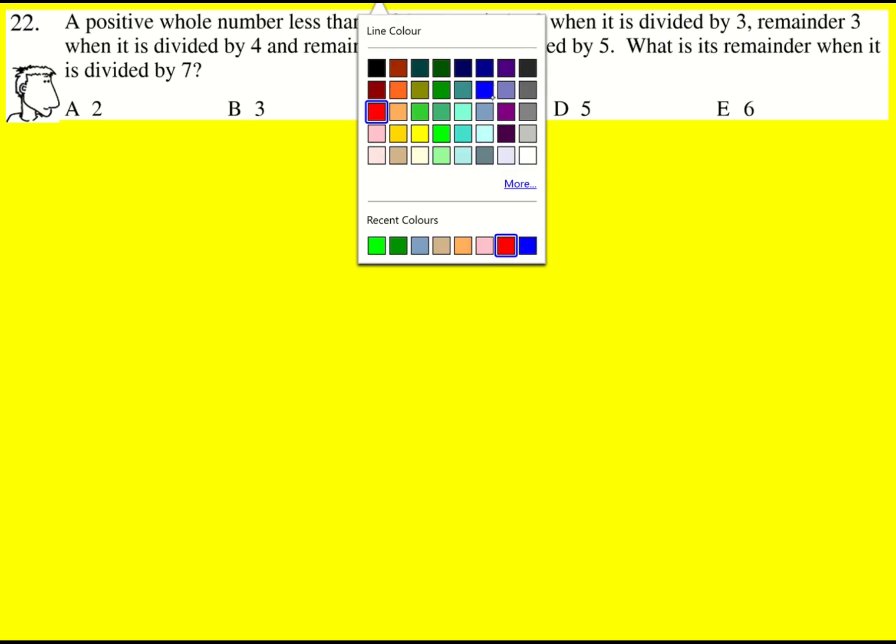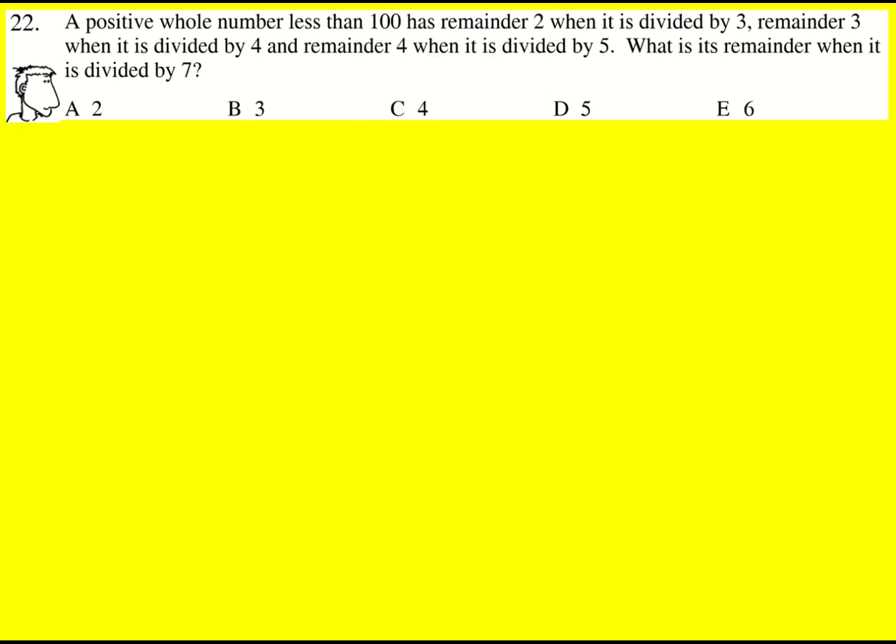There's a really quick way to do this question, and I'm going to talk you through it because it is the best method. A positive whole number less than 100 has remainder 2 when divided by 3. That means the number's 2 more than a multiple of 3, which is the same as saying it's 1 less than a multiple of 3.